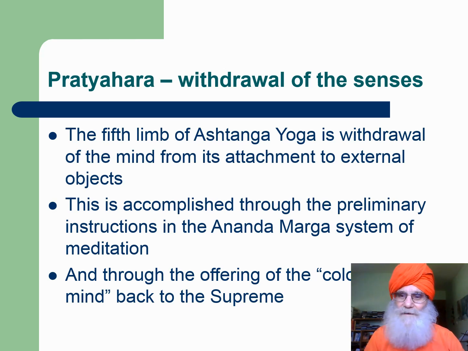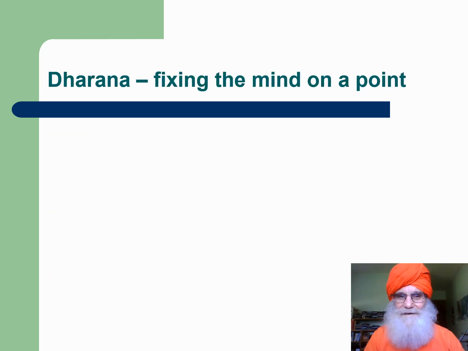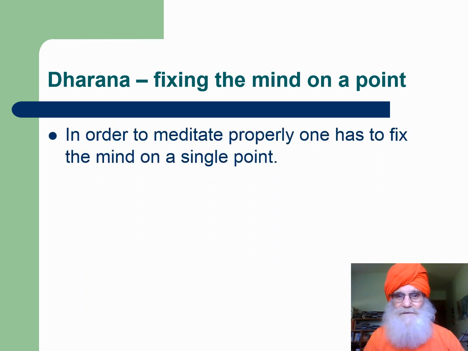Okay. So now we're going to go on again. This is quick, I know, but we have to keep some semblance, otherwise people will just run away. So the next one is called Dharana. Dharana means fixing the mind on a point. You can say it means concentration in a word. So in order to meditate properly, one has to fix the mind on a single point. You have to become one-pointed.